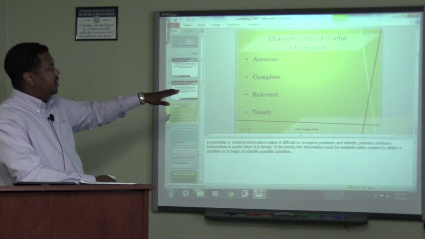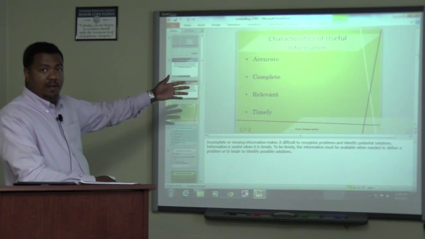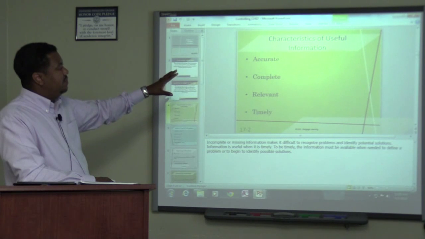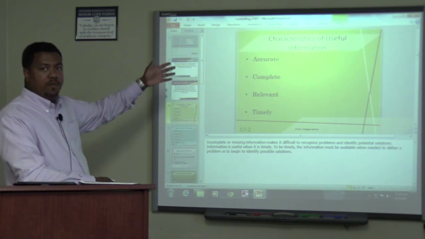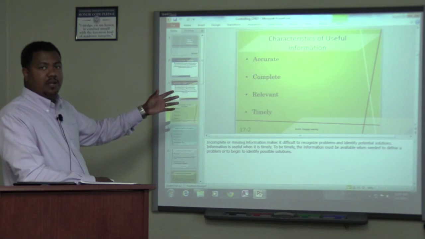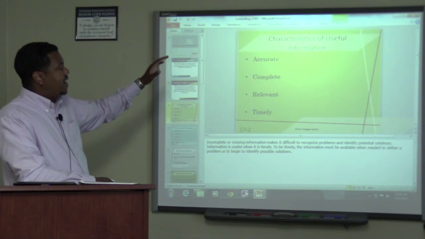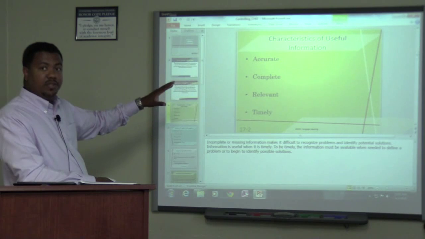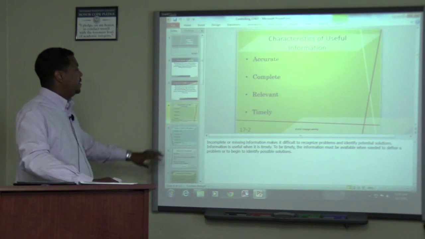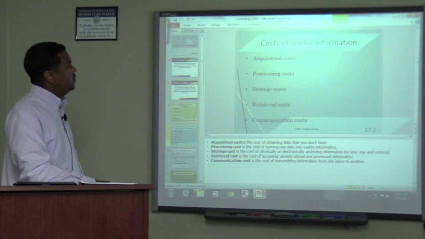Is it accurate? Is it complete? Is it relevant? Is it timely? And we need this information so that when we move forth in the marketplace and start making decisions, whether to expand or contract our organization, we have the right information in order to make the clear and the best decision within our organization. So let's look at this.